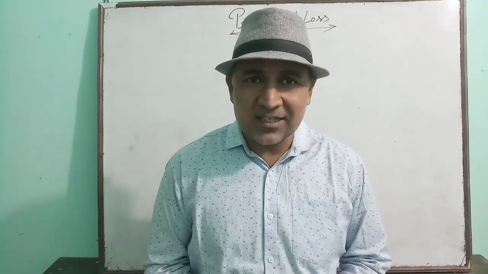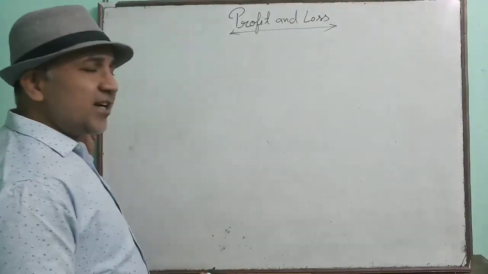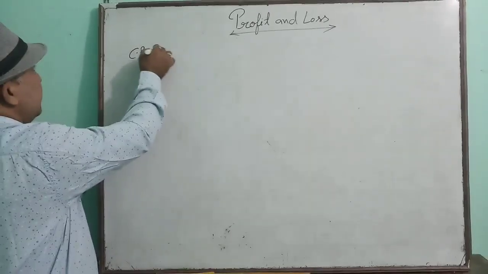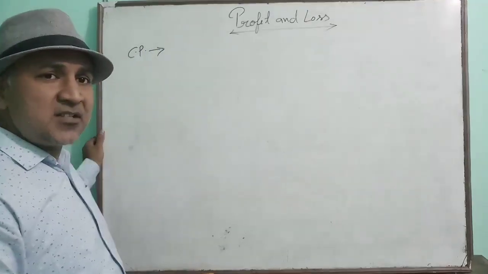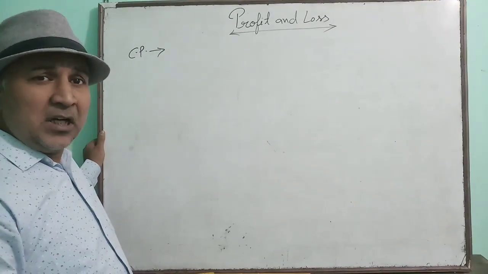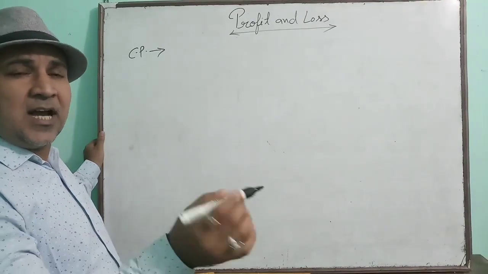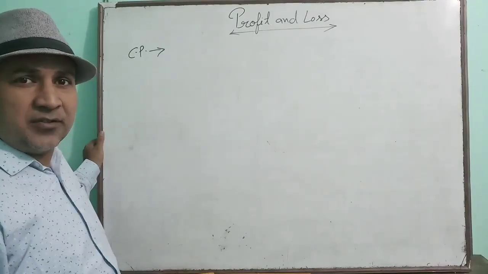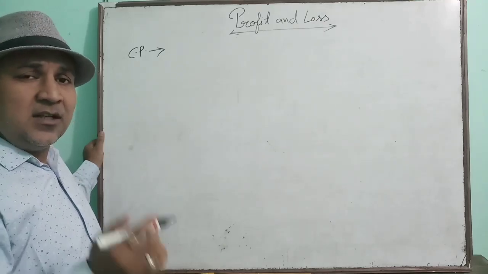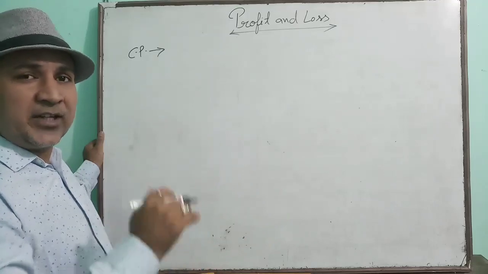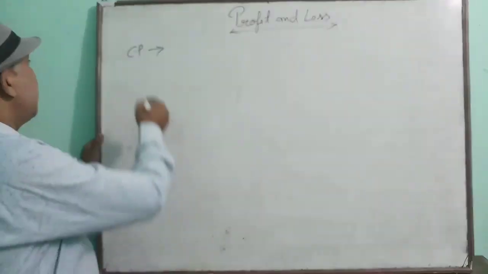This is your mathematics class and today we are going to start a new chapter, profit and loss. To understand this chapter, first we will learn some terms. The first term is cost price. Cost price means the price or the money in which one article is purchased.